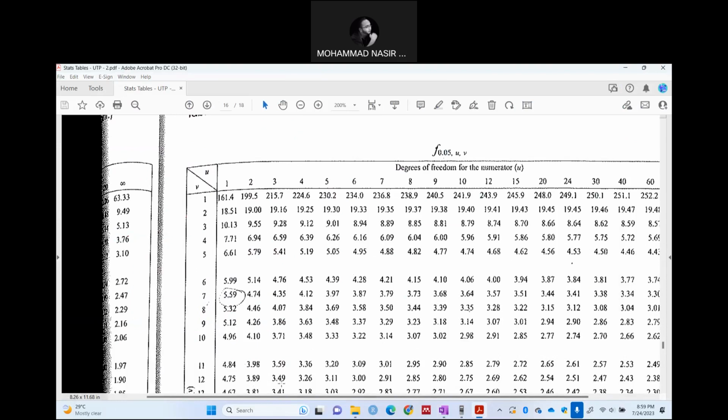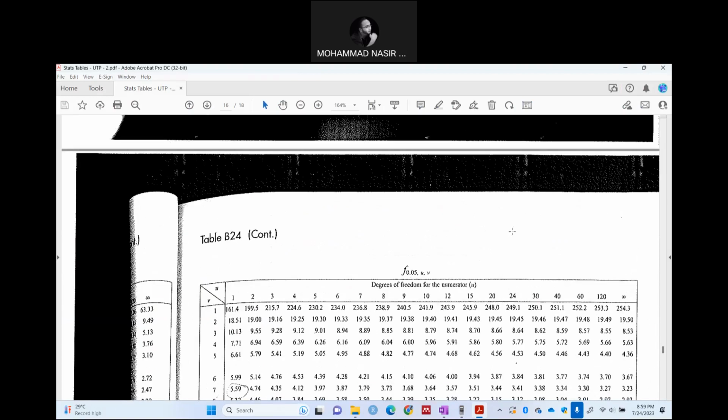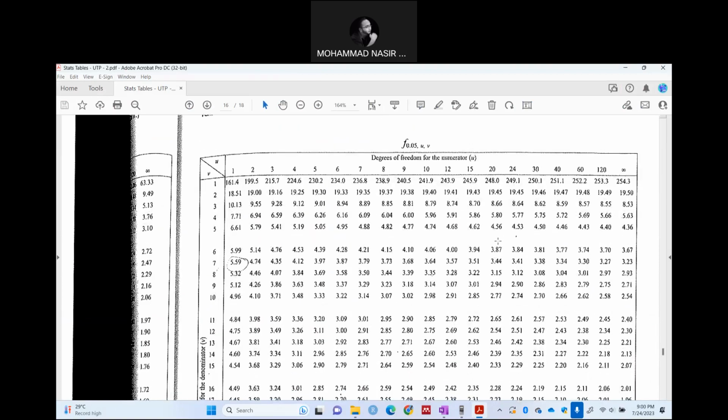Okay. So I think this kind of statistical table will be in your final exam. Right? Because this is a UTP statistical table. So 3.49.